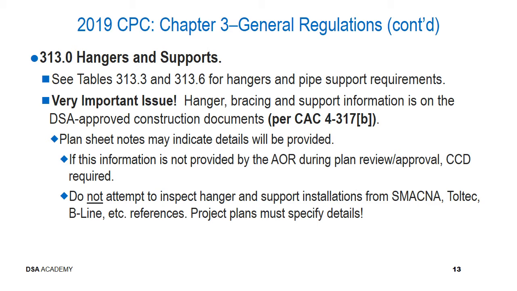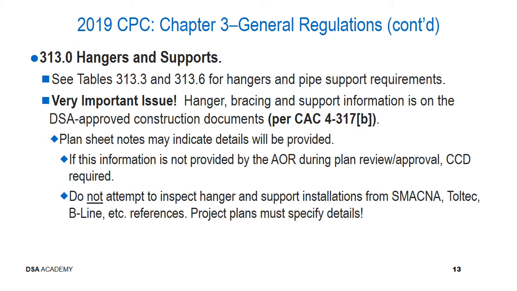And there's a very important code statement in the California Administrative Code, section 4-317B, which indicates that the plan sheets must indicate details for supports and bracing of plumbing systems. If this information is not provided by the design team during plan review and approval, then a CCD is going to be required. And why is this?